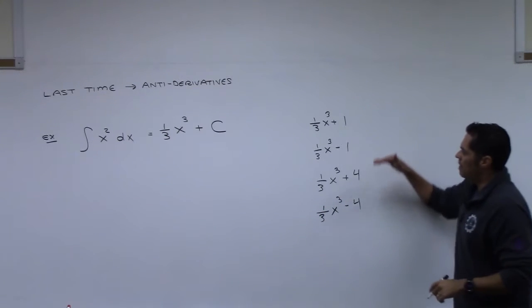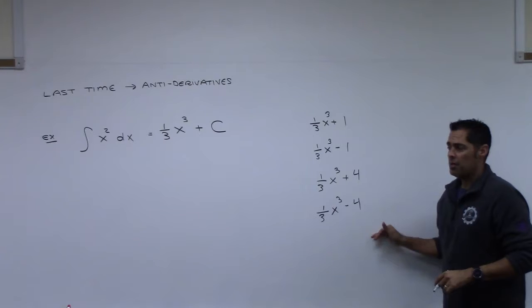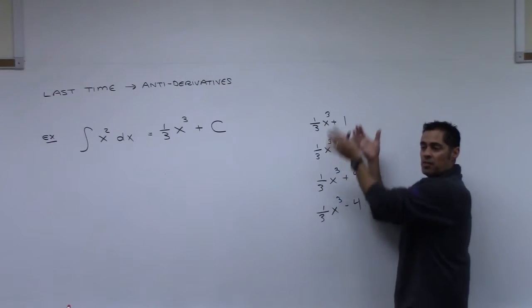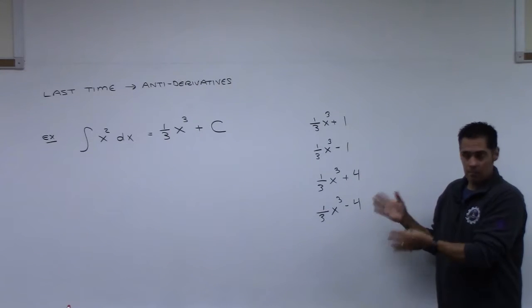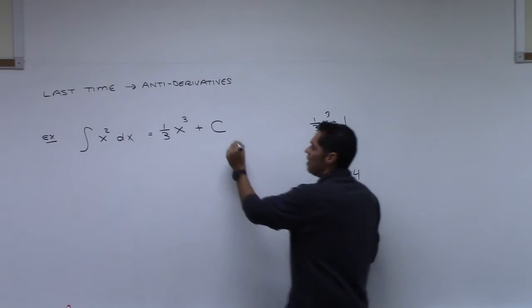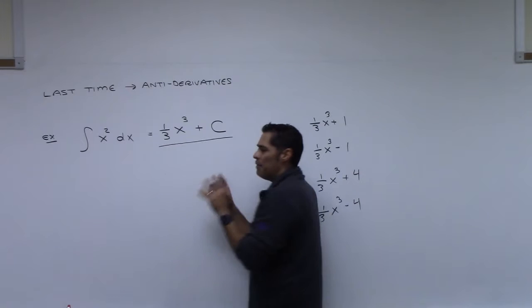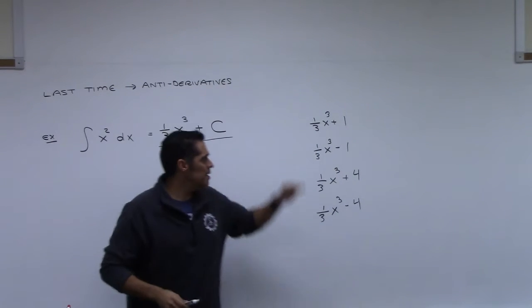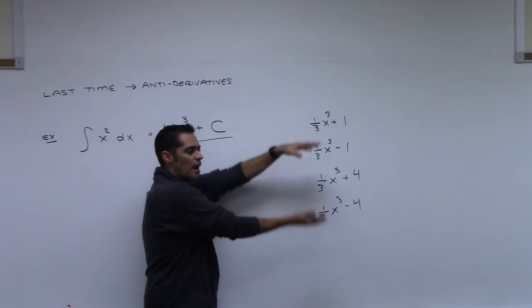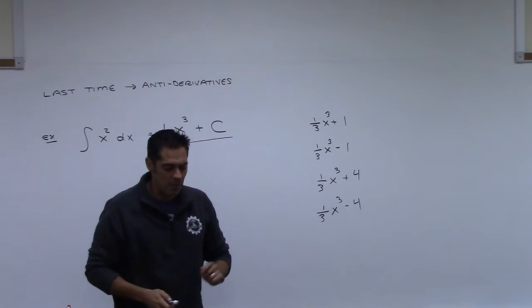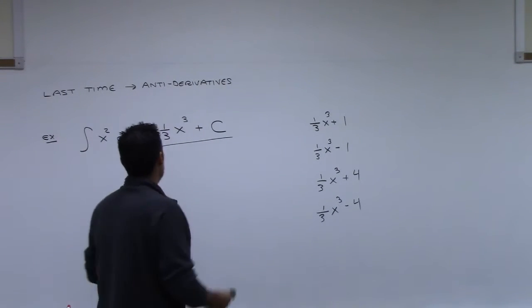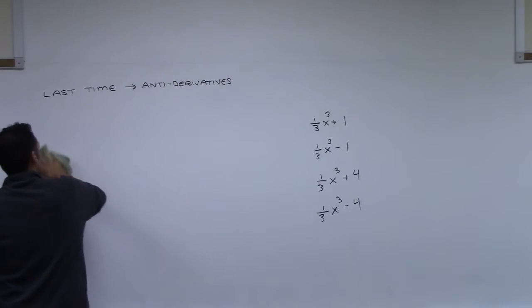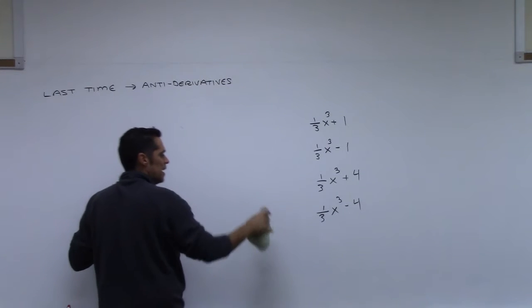And I tried to explain that there's an infinite number of answers, but they all look like something. They all look like 1/3 x cubed, and then they've just been moved up and down, right? Yes? So we all understand that this gives you like a family of answers, right? Doesn't give you one of these specifically, gives you the entire collection of them. So now what we're going to do is we're going to try and add one more layer to the problem that's going to allow us to find a specific answer.